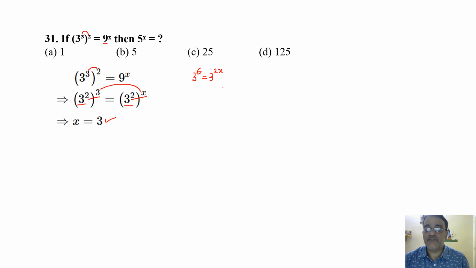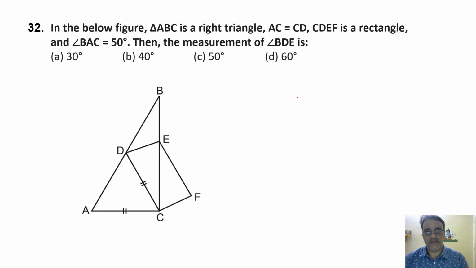So if x is equal to 3, what is the value of 5 to the power x? 125. That is 5 to the power 3, right? So the correct option is D. Option B. Right. So now we are moving toward the last question of section B.